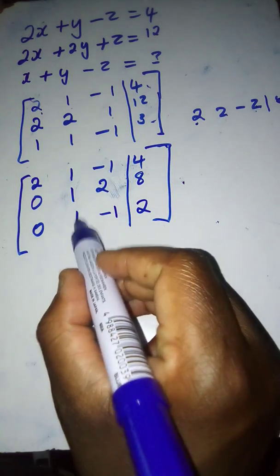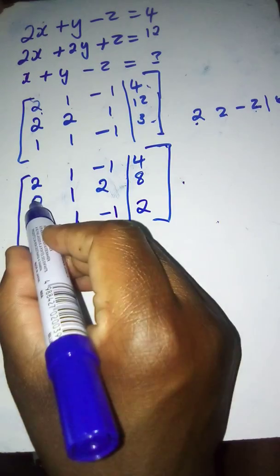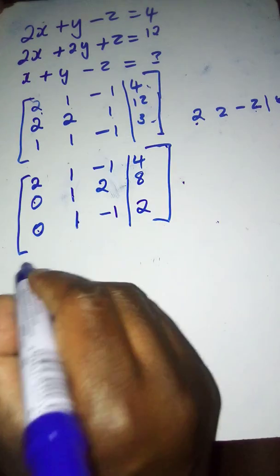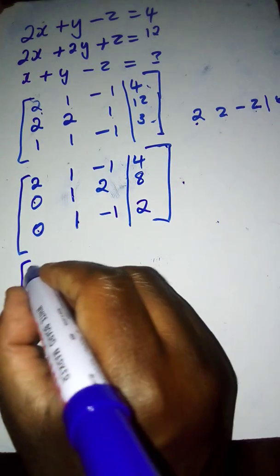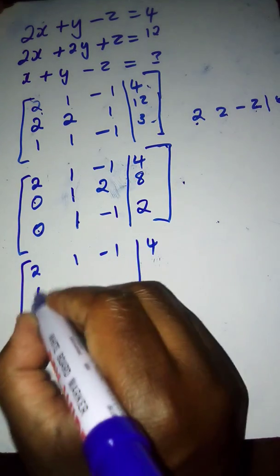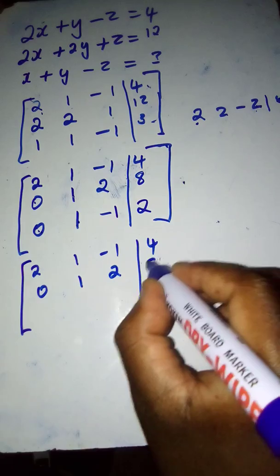So now you can see here we have 0. 0 minus 0 is going to be 0. 1 minus 1, here I'm going to get 0. So for the second step, you copy 2, 1, minus 1, and 4, then 0, 1, 2, and 8.